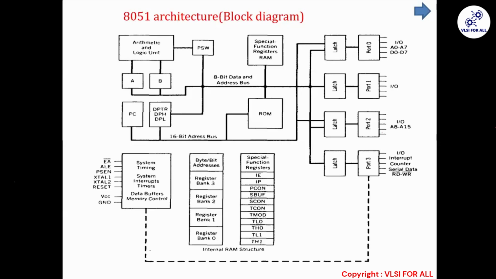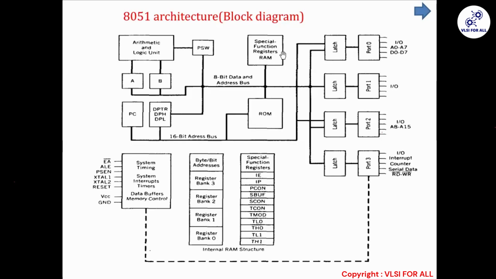802FF. That much part is remaining. So in that part, there is the special function register RAM. Are you getting? This special function register RAM, which has been shown here, or in general, the first RAM goes up to 7F, and above 7F, it is used for special function registers. We have a separate diagram.